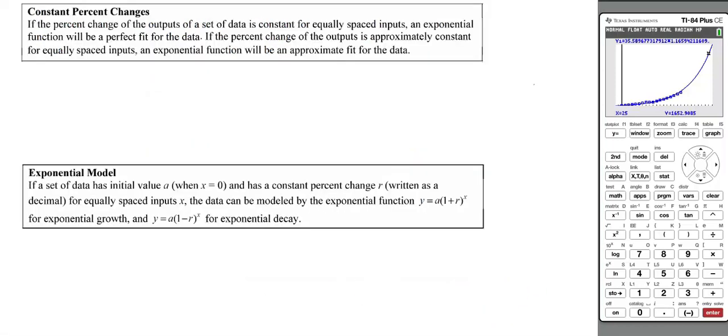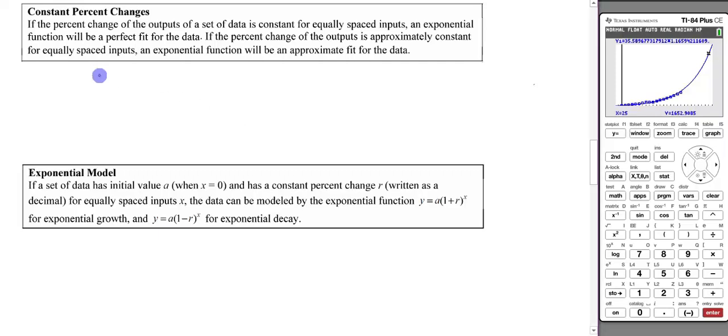Constant percent changes. If the percent change of the outputs of a set of data is constant for equally spaced inputs, an exponential function will be a perfect fit for the data. If the percent change of the outputs is approximately constant for equally spaced inputs, an exponential function will be an approximate fit for the data.